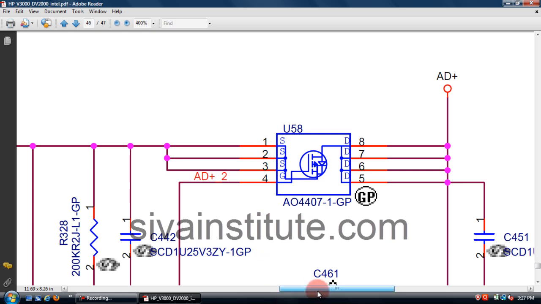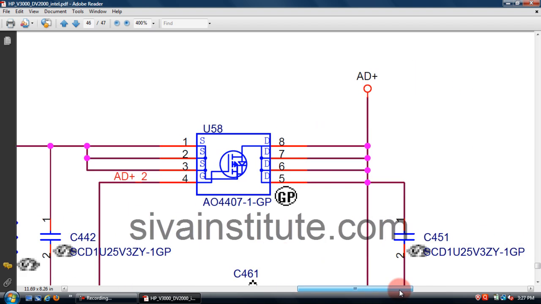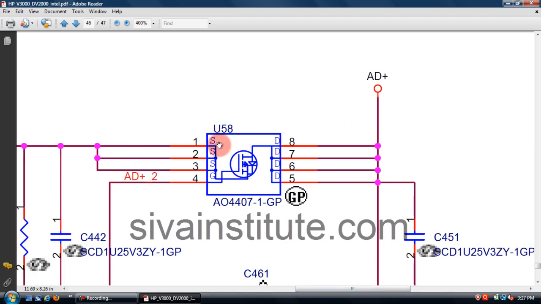You should check from the DC jack to this transistor, pins number 1, 2, 3. Voltage at source pins 1, 2, 3 is okay. No output voltage at the drain, pins number 5, 6, 7, 8. I will explain how to check this transistor.